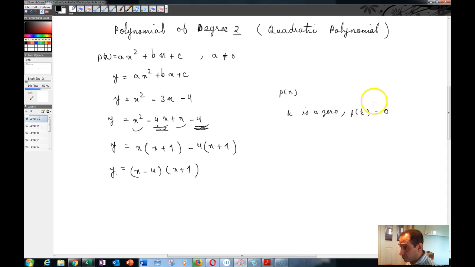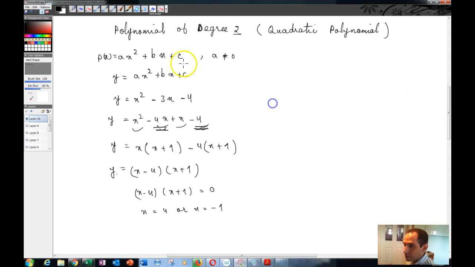So if p of k is supposed to be equal to 0, and p of k is your polynomial, then I set x minus 4 times x plus 1 equal to 0. Now in order for this to be equal to 0, either this one is 0 or this one is 0. So you get x is equal to 4 or x is equal to negative 1.